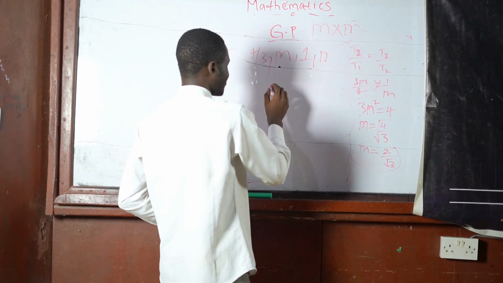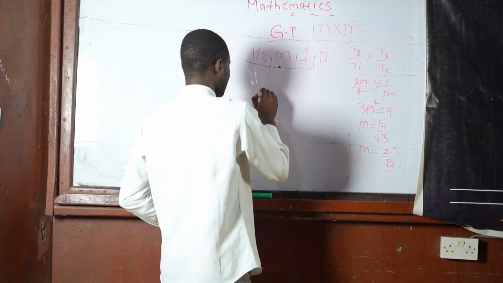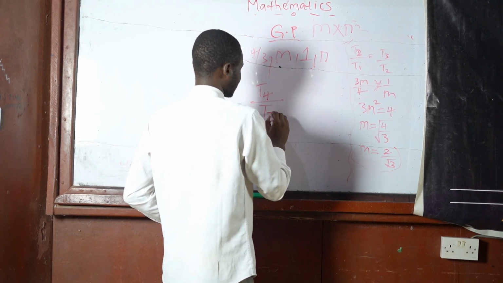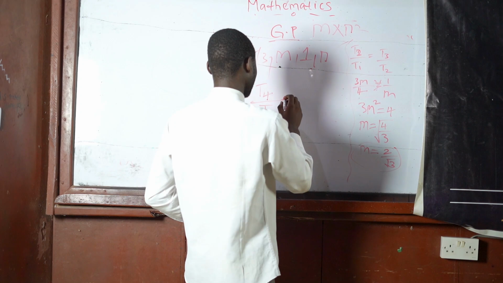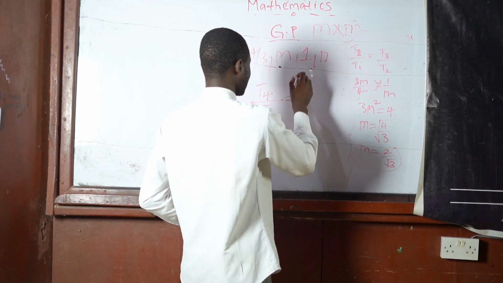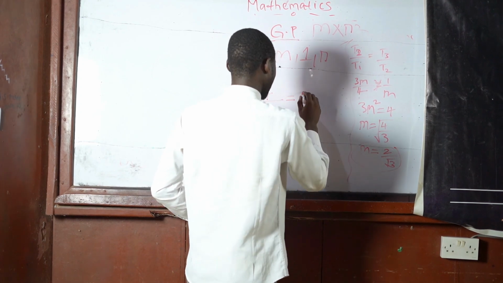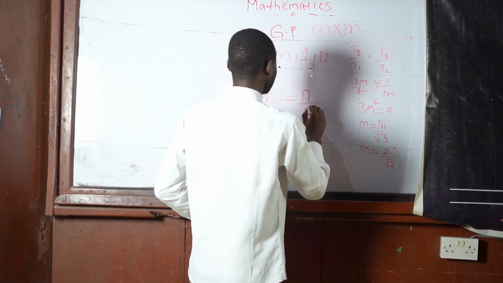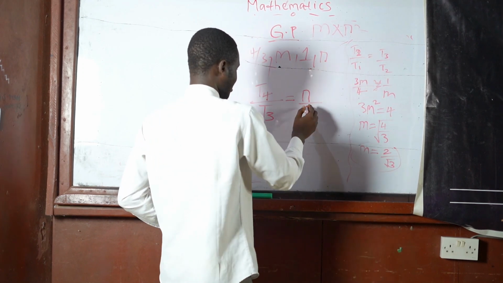So let's take it in this way. T4 over T3. What's T4 over T3? That's n over 1.